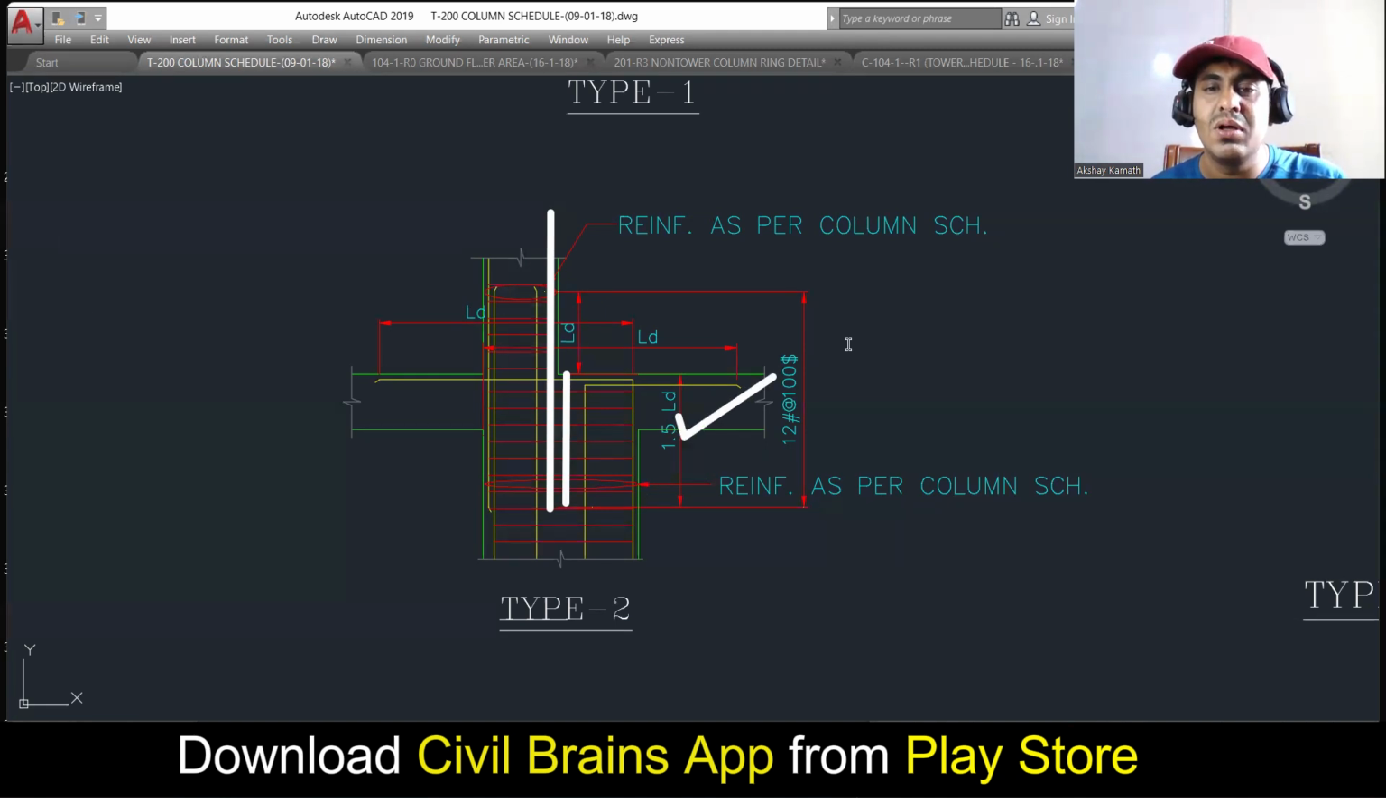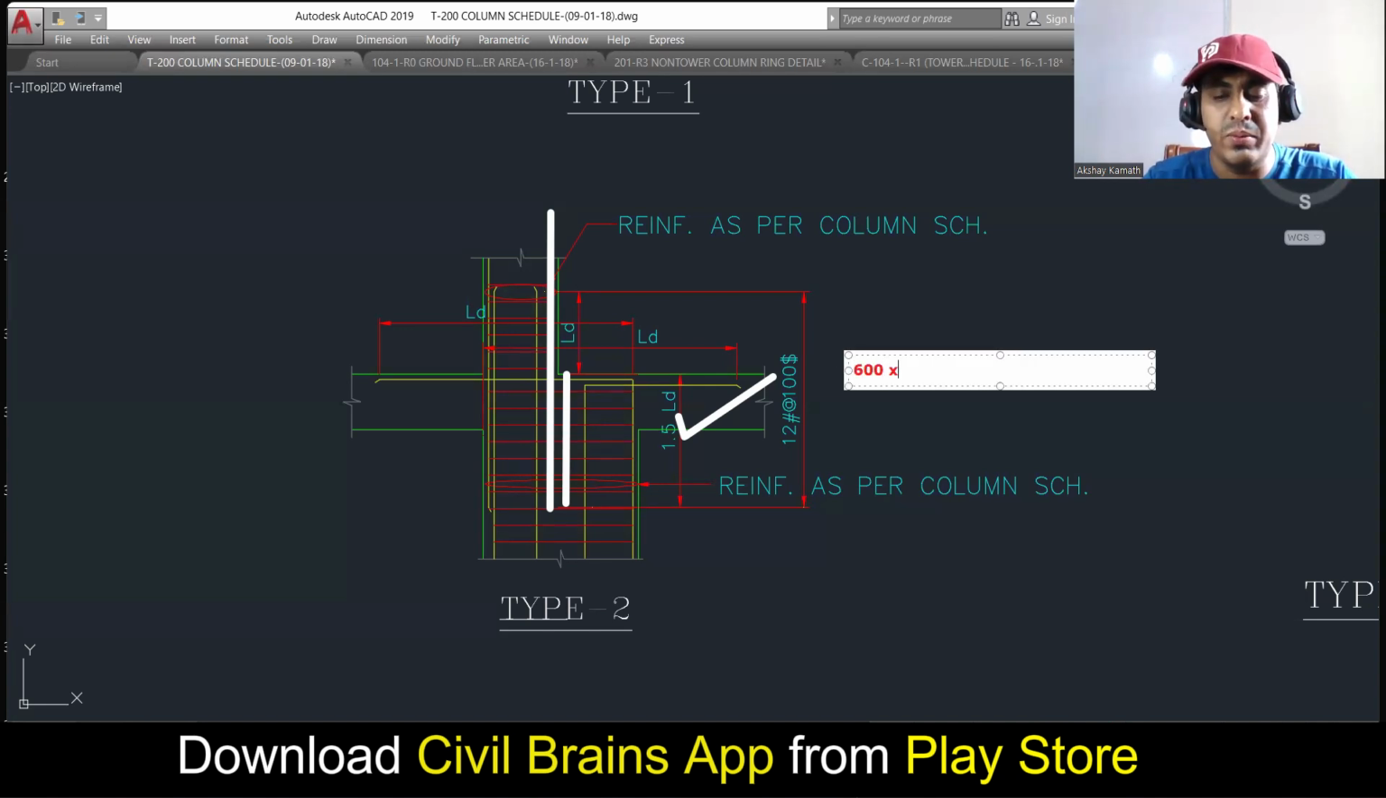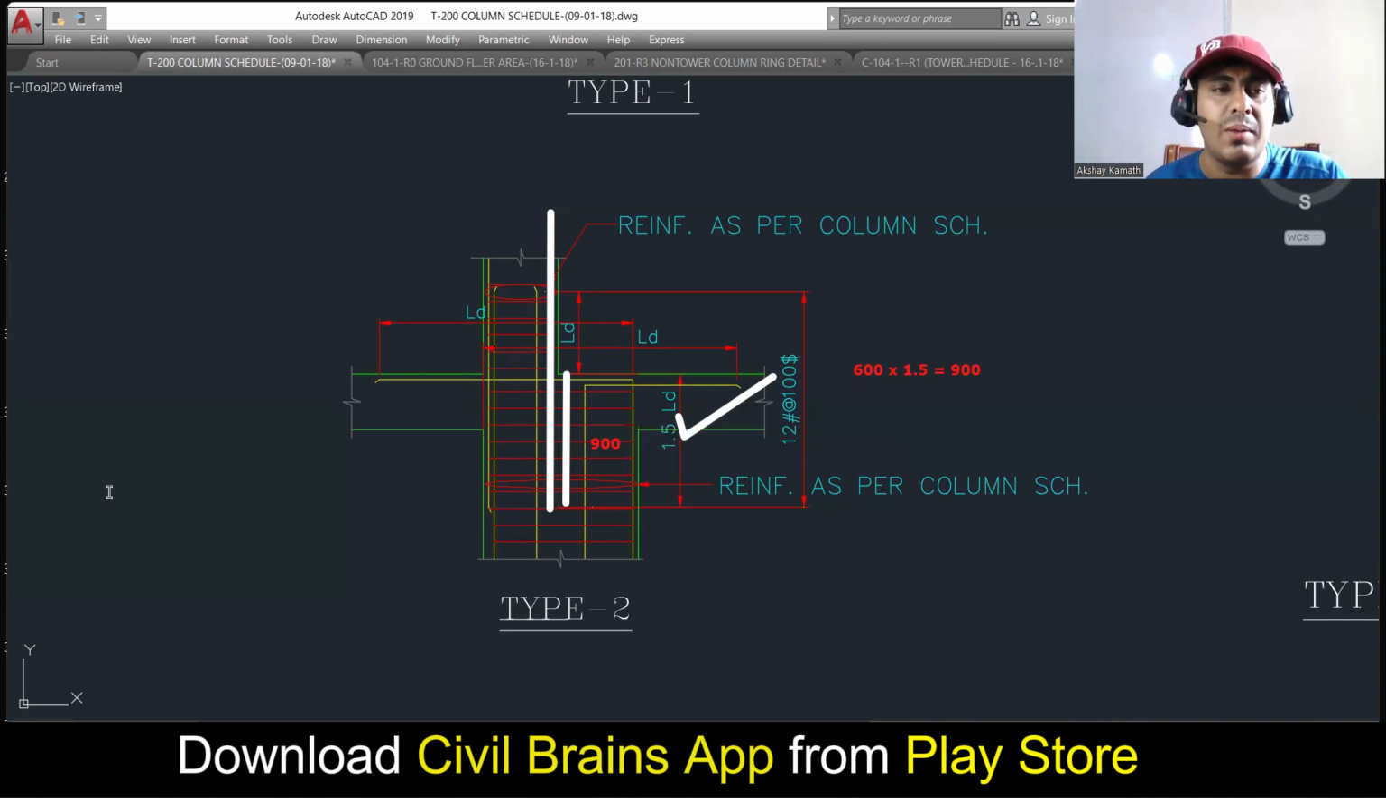Suppose, let us say your development length is 600 mm, just for understanding. So 600 into 1.5 will be 900, no? So this length should be 900 mm. So this much, 900 mm, you have to embed. This much 900 mm length of rebar has to be embedded into this particular column.